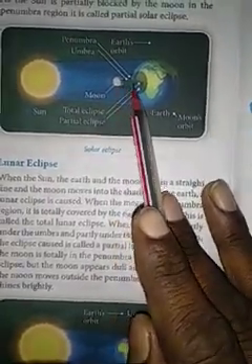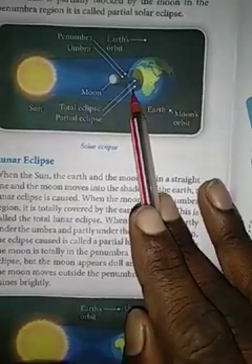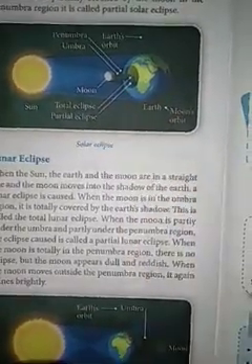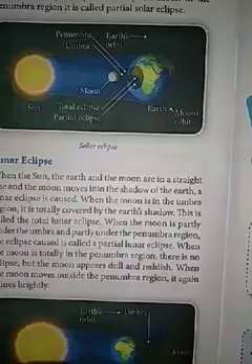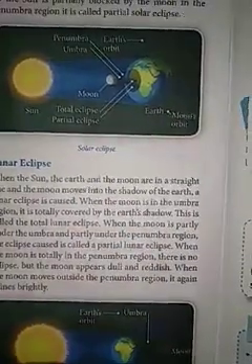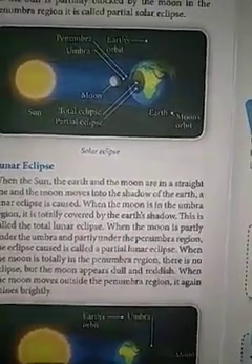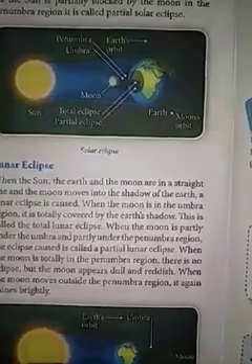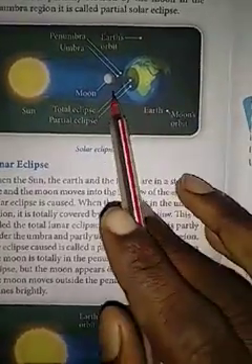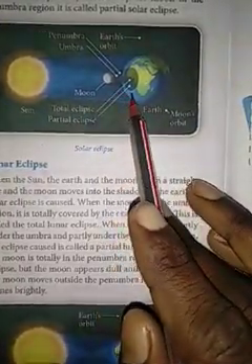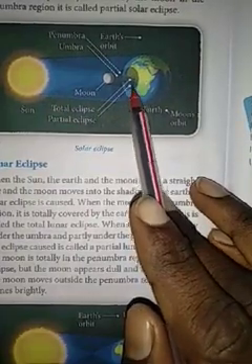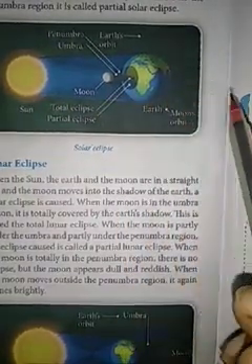The people living in the part of the Earth which falls under the umbra region of the shadow of the Moon witness a total solar eclipse. They see a completely dark solar disk. The Sun in the umbra region is completely blocked by the Moon, and this is called the total solar eclipse.